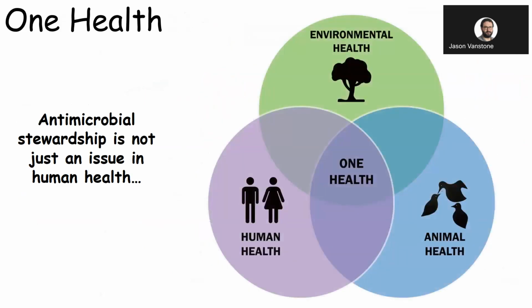And so the point here is that this One Health idea is that human health and animal health and environmental health are all connected. So this One Health is at the center of that. And so we need to understand that when we're going to practice antimicrobial stewardship, it's not just a problem within human health, but we also need to ensure that we're doing things in the animal and the environmental health worlds.